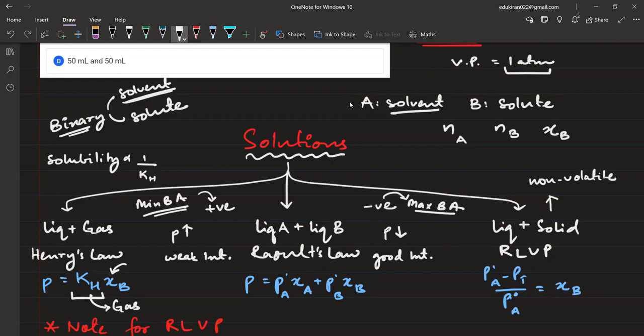okay. So RLVP is p not a minus p total upon p not a is equal to chi, okay. So please write this down, everything whatever we have written till here, is there any doubt in this small section, please let me know.